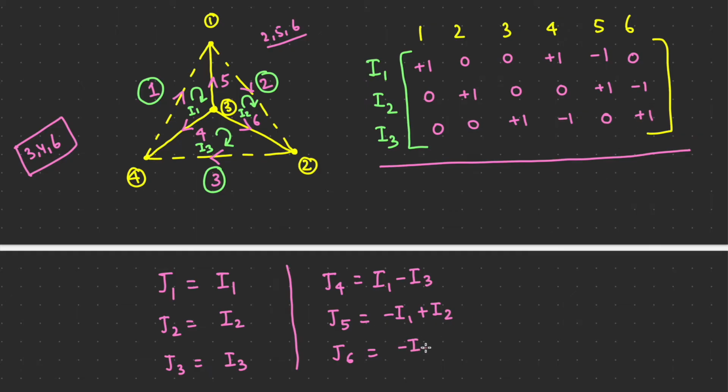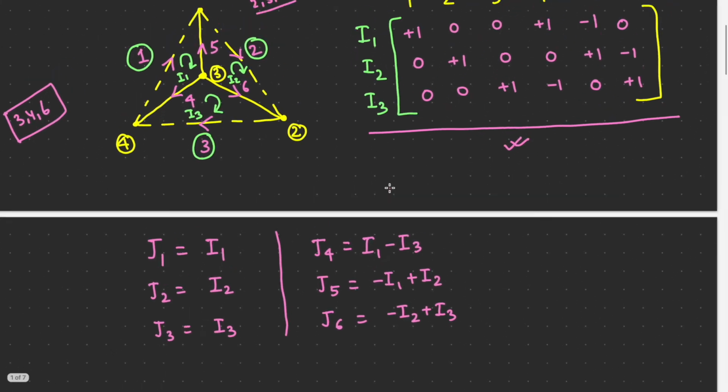So minus I2 plus I3, and this information can be verified here also. If I look into branch 4, current I1 and then I3 is opposite, so in this direction the current is I1 minus I3. We can verify here. Like that, you can verify the correctness of the tie-set matrix.